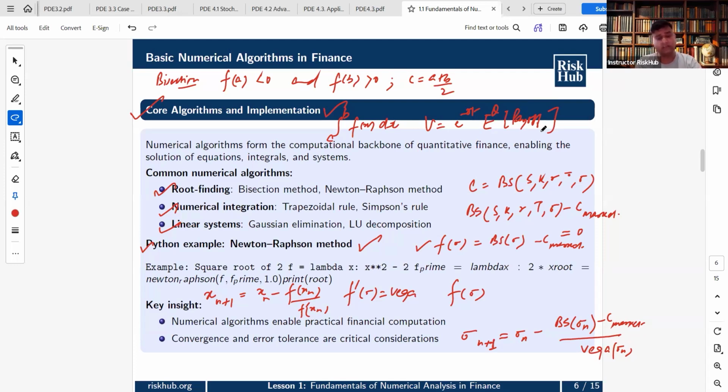Then we have linear systems also. Linear systems appear in very simple things which you have seen in school also: Ax = b.